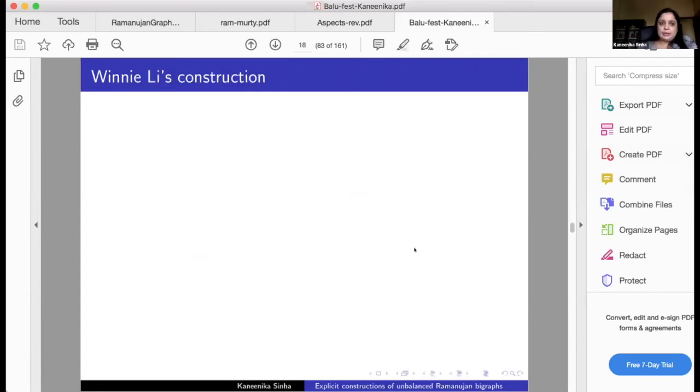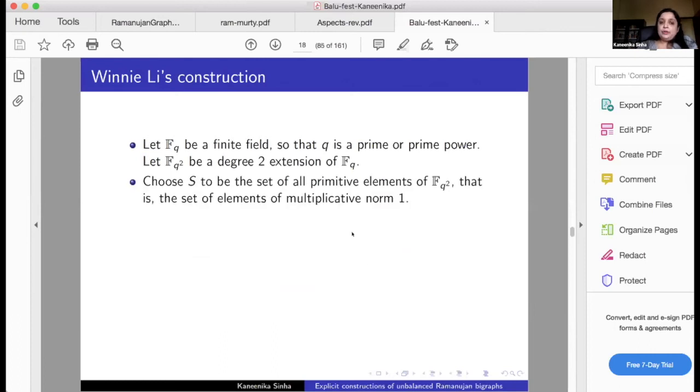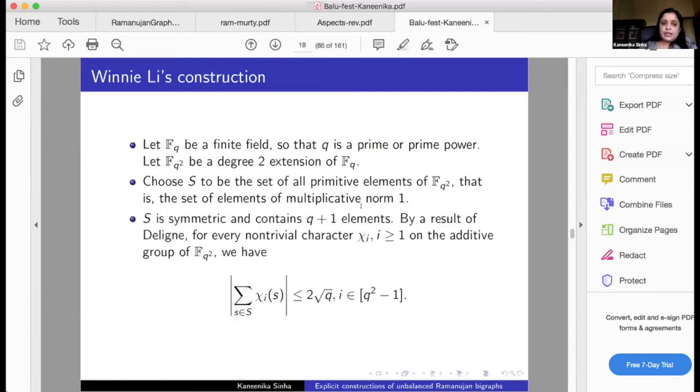Now some thoughts about Winnie Li's construction. Suppose we have a finite field F sub q, where q is some prime power, and let F sub q squared be a degree 2 extension of F sub q. Here the generating set S is taken to be the set of all elements of F sub q squared of multiplicative norm 1. Now S is symmetric and it contains q plus 1 elements.